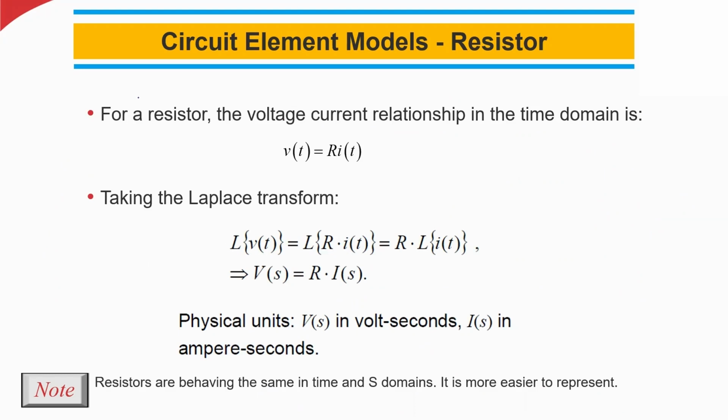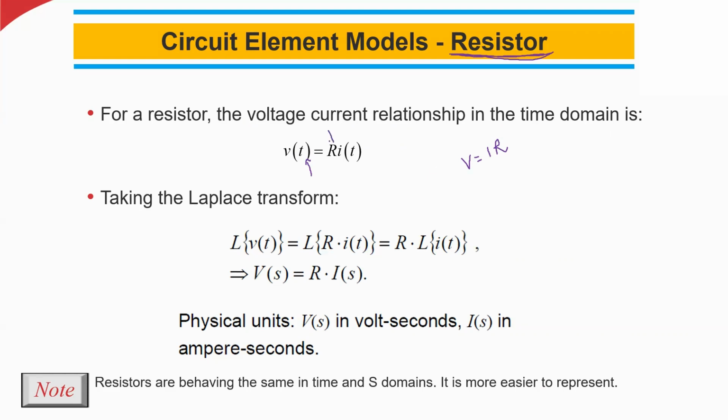So now let us say resistor, that is one of the elements we are using in circuit design. For a resistor, the voltage-current relationship in the time domain is V is equal to IR. V is equal to IR. So here, with respect to time, V of t is equal to R times I of t.